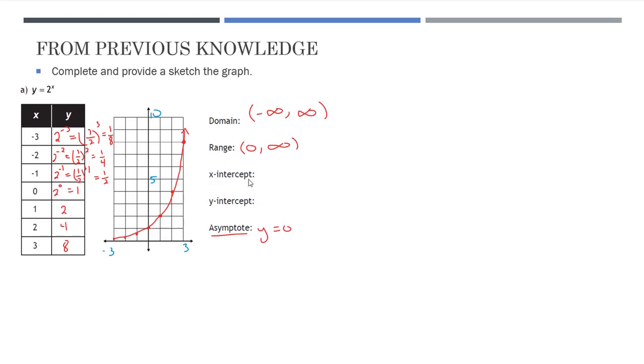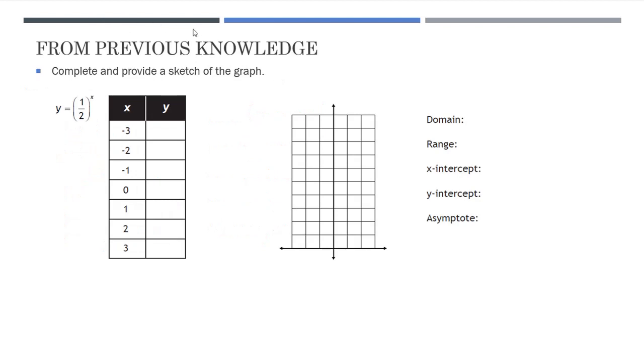Our x-intercept, well, there is none. It's never going to be y equals 0. Again, there's an asymptote there. We do have a y-intercept, though. It occurs at 1. All right, a very similar example, but this time we have a decaying function. So again, from previous knowledge, meaning we're going to use the table to figure out what this is. So I'm looking at 1/2 to the power of negative 3. So again, I'll reciprocate my base, so it becomes 2 cubed, which is 8.